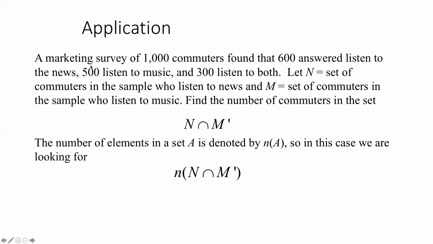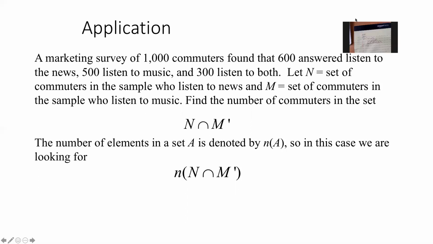And here's an application. A marketing survey of 1,000 commuters found that 600 listened to the news, 500 listened to music, and 300 listened to both. Let N be the set of the commuters in the sample who listen to the news, and M be the set of commuters in the sample who listen to music. Find the number of commuters in the set N and M prime. In other words, remember that's intersection, and this is not M. The number of elements in set A is denoted by n(A). So in this case, we are looking for n(N ∩ M').